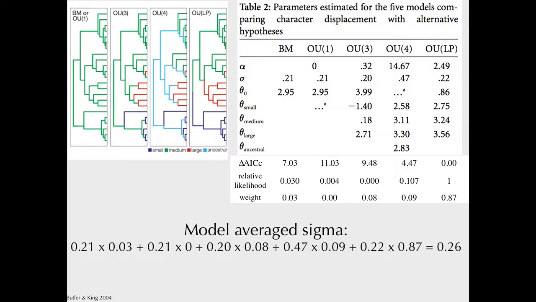Okay, here's an example from a very good paper from a while ago, looking at various OU models. They tried a Brownian motion model, an OU with one theta, an OU with three thetas, four thetas, an OU with multiple thetas. And so you can get parameter estimates, here are the maximum likelihood estimates of the parameters. And you also get the delta AIC.